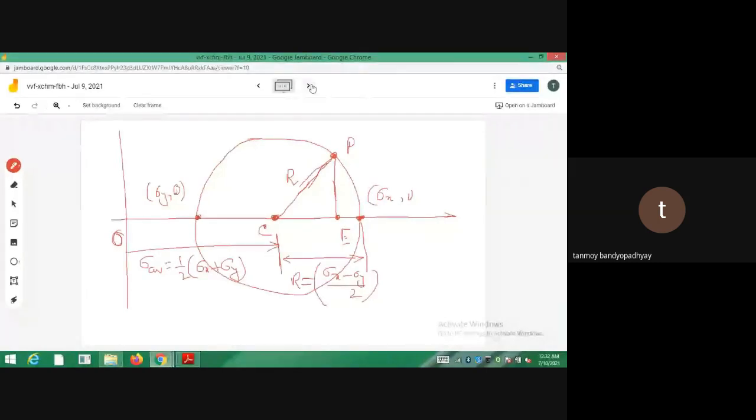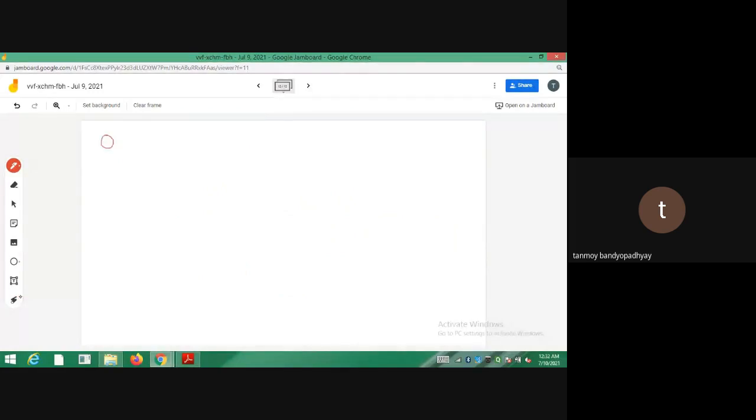So what will be OE? If I need to calculate OE, OE should be equal to OC plus CE. So what is OC? OC is sigma average, plus CE. So what is CE?